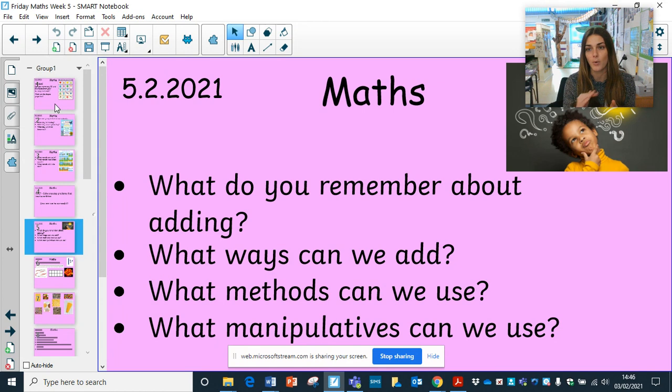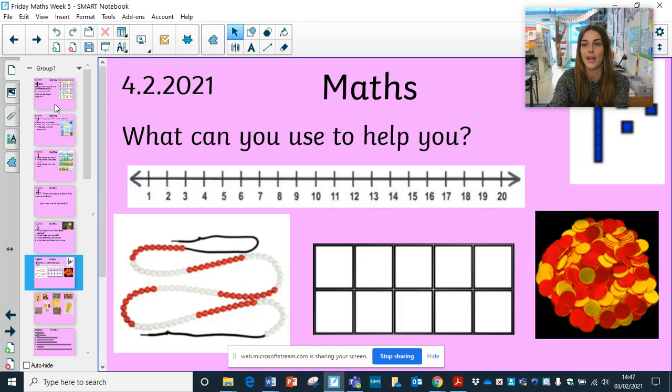And again, you need to pause as and when you need to. If you need to share that learning with somebody and answer those questions, or tell somebody, or write it down, or however best you want to record that. So what can you use to help you? It's just a recap again. Here are some images: your number lines, tens frames, bead strings, counters, deans, so your tens and ones.